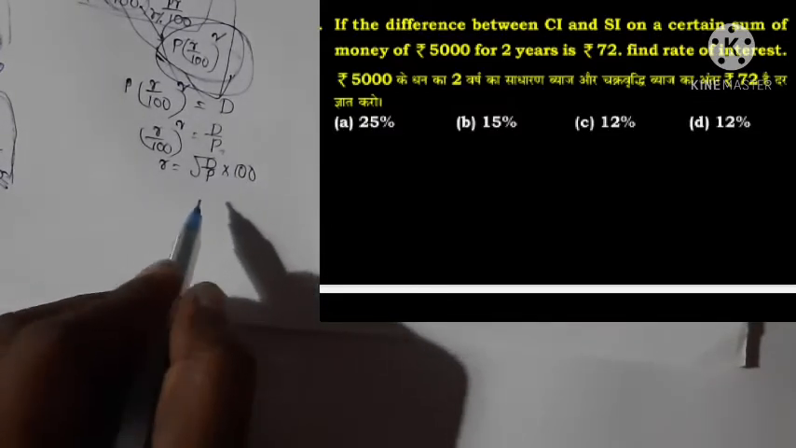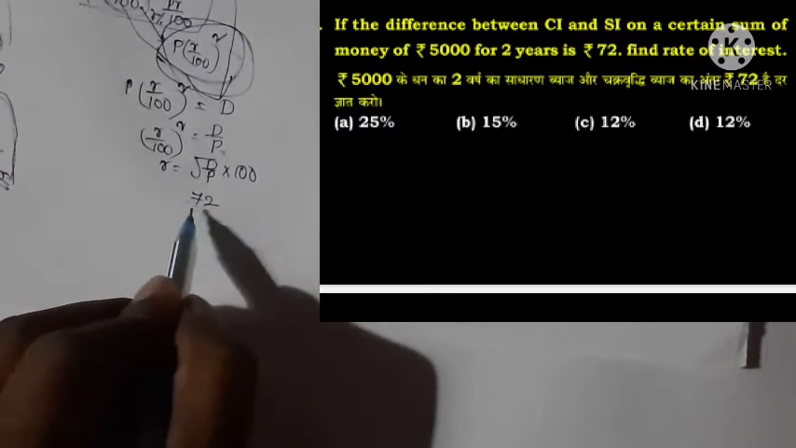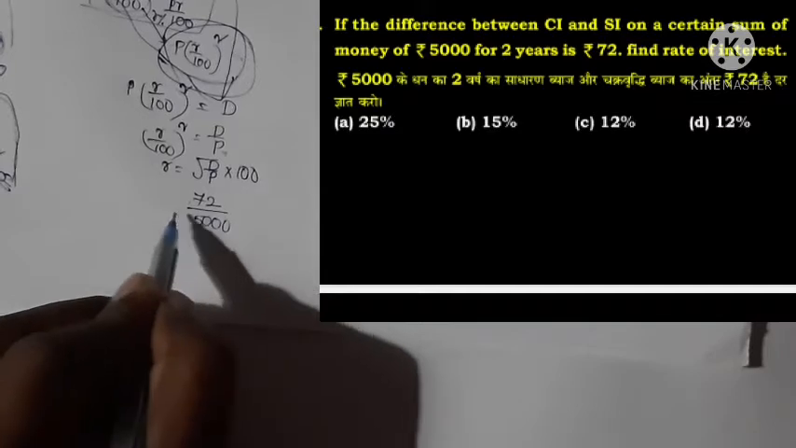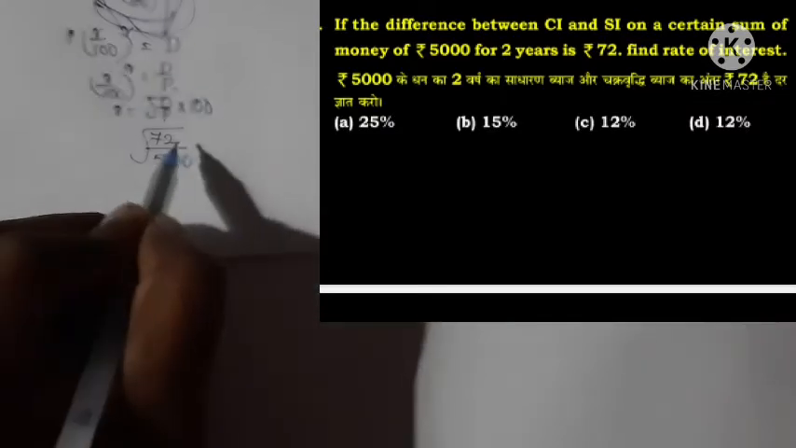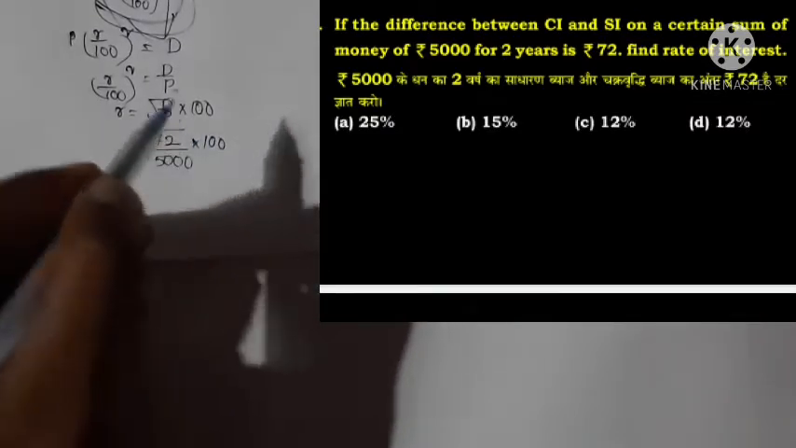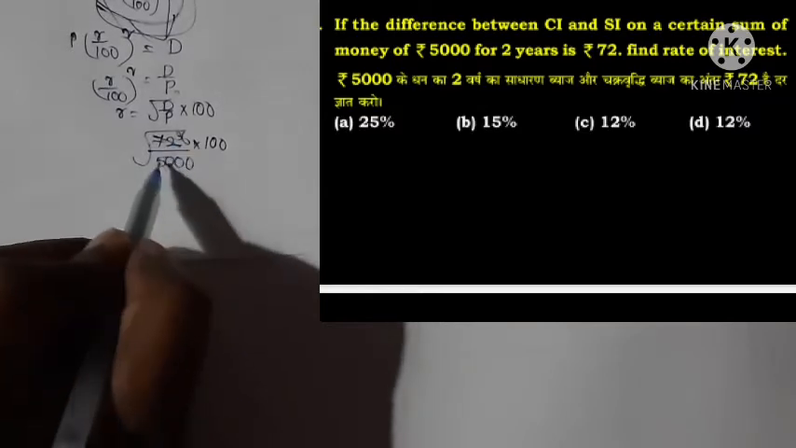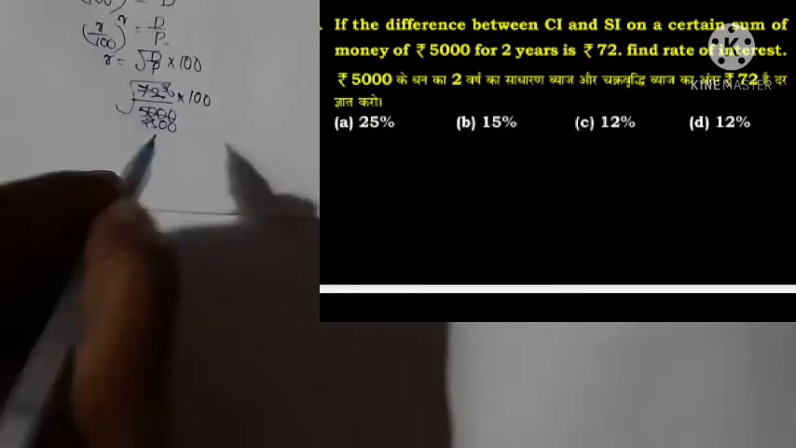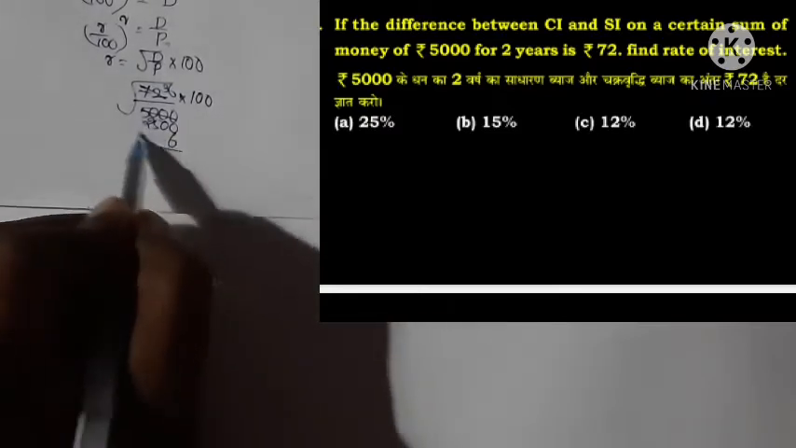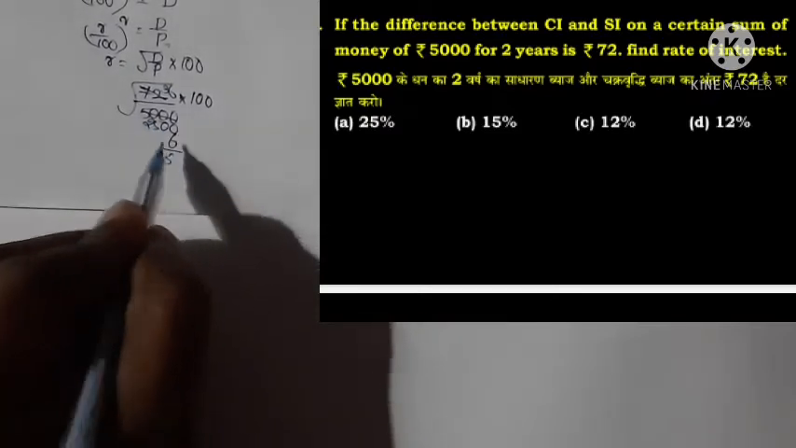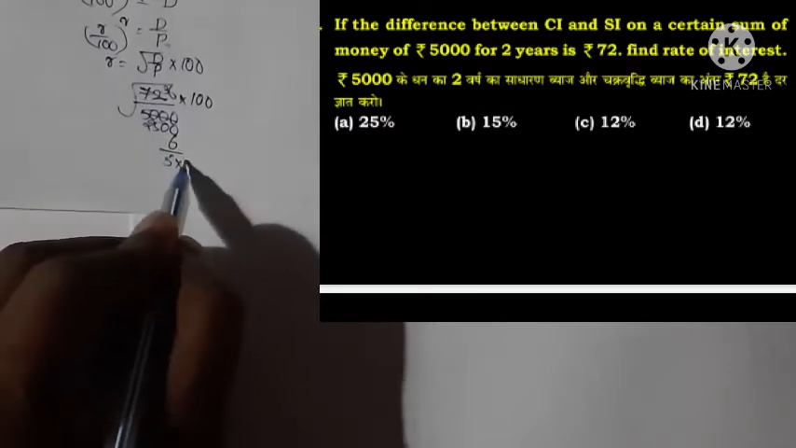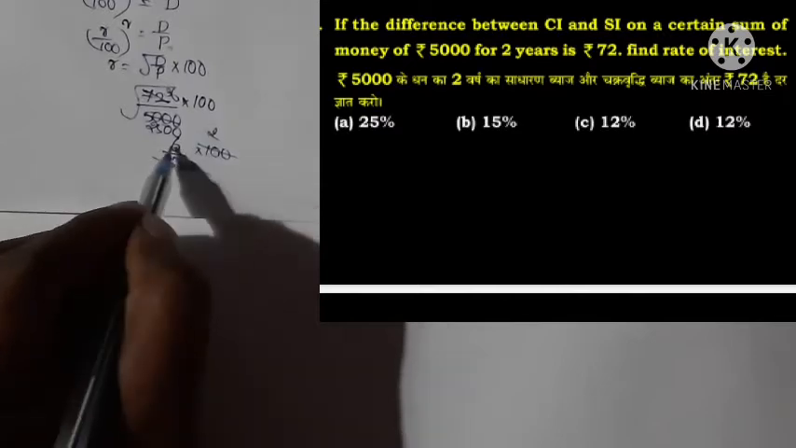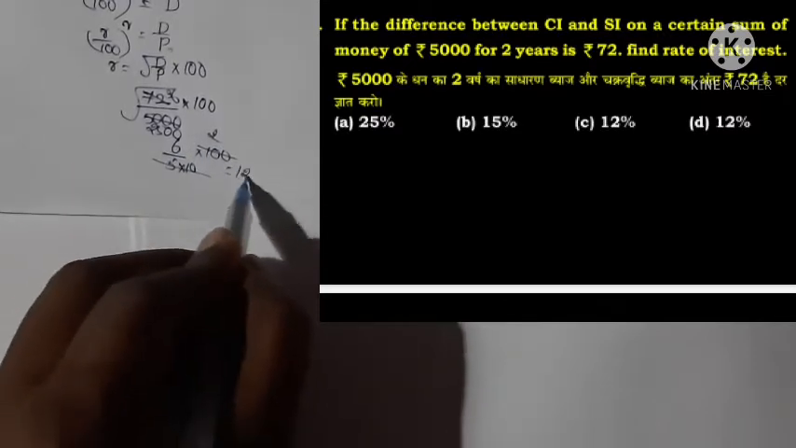Here the difference is 72. Here the principal is 5,000. Square root into 100. So 36 by 25. Square root of 36 value is 6, square root of 25 is 5. Square root of 100 is 10. So into 100. So 6 by 5 times 10, 2 into 6. So the value is 12%.